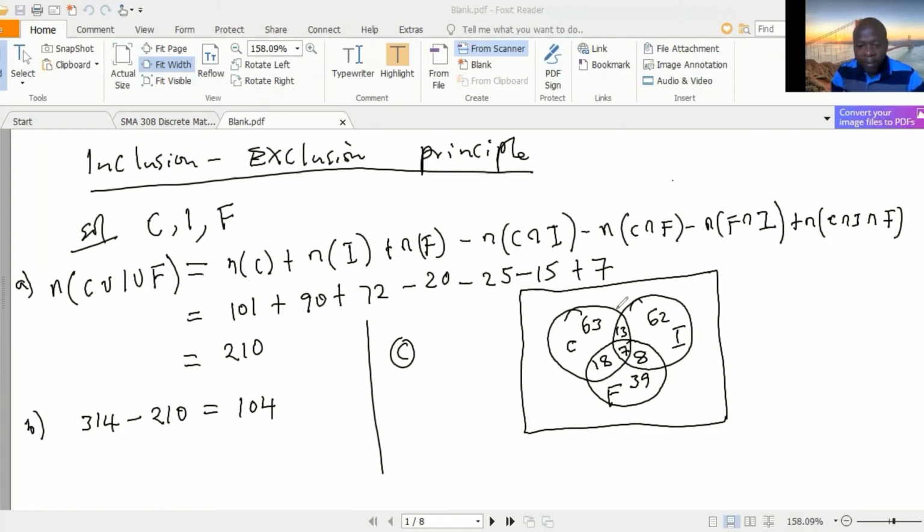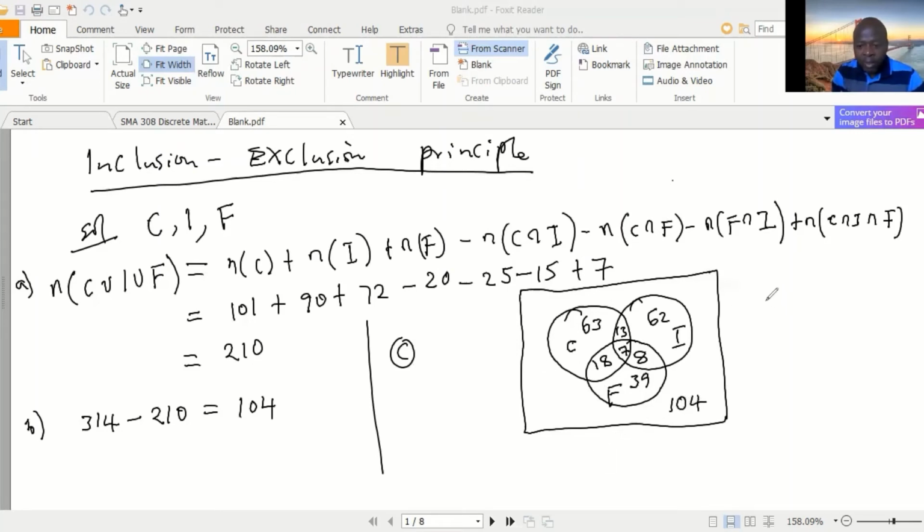Now, these are the customers who took loans: 63 plus 62 plus 13 plus 7 plus 18 plus 8 plus 39. So when we add this and subtract from 314, we get those who did not take loans. And we can write them here: 104. These are the customers who did not take loans.